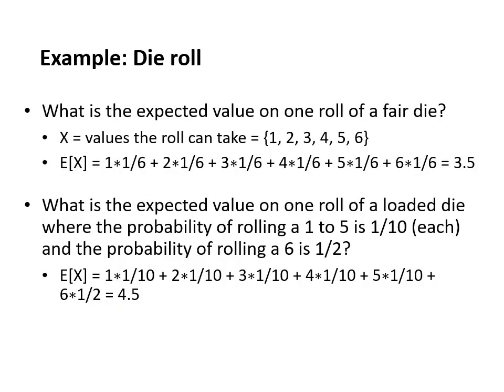So let's apply this on an example. We want to compute the expected value on one roll of a fair die. X are the values that the roll can take, and we assume that we have a 6-sided die, so the values range from 1 to 6. Then we can compute the expected value as 1 times 1 over 6 plus 2 times 1 over 6 plus 3 times 1 over 6 and so on, which amounts to 3.5.